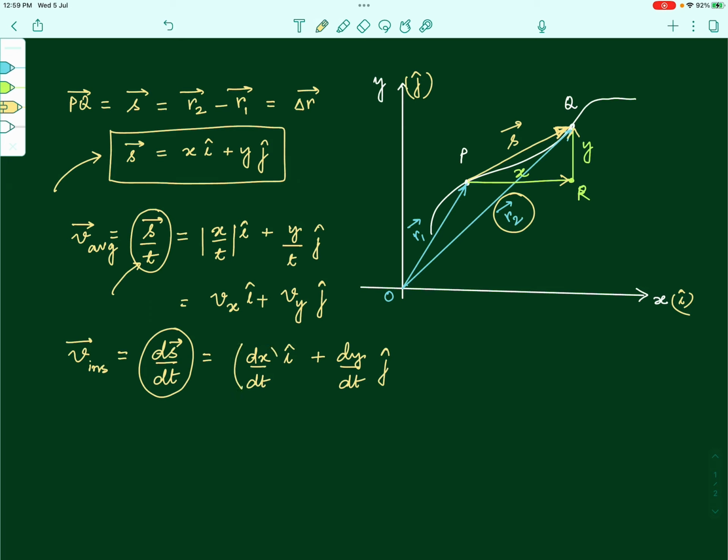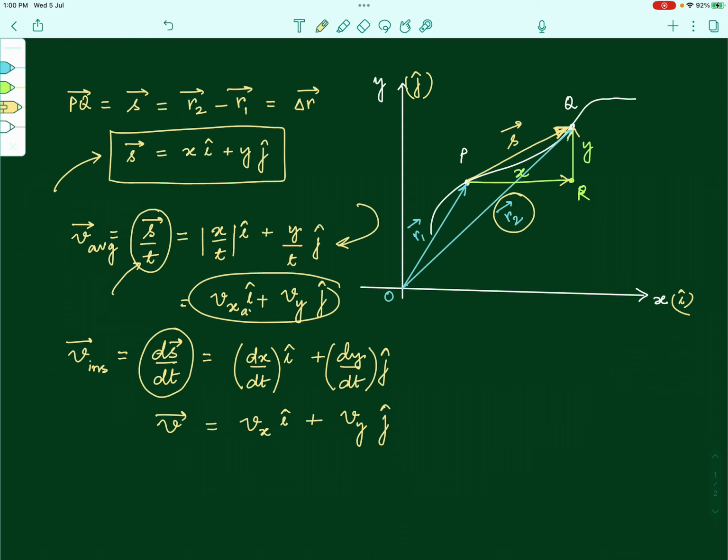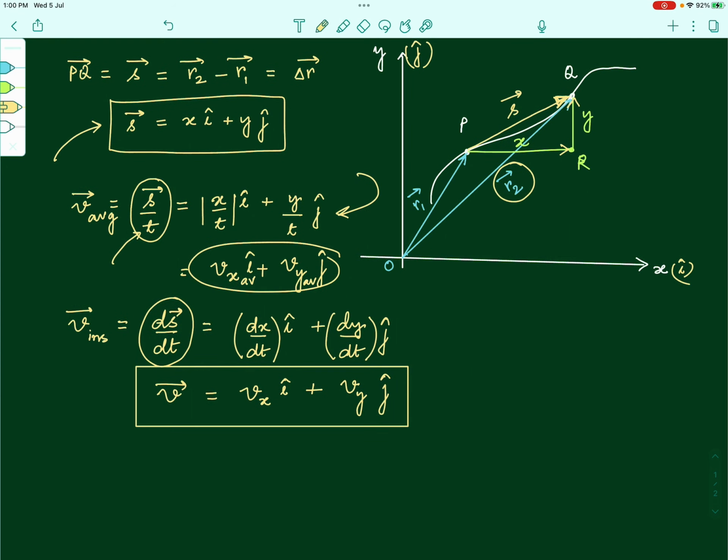And see that this term dx by dt, which is the instantaneous rate of change of the x displacement, gives us the instantaneous velocity along the x-axis, Vx, plus dy by dt will give us Vy, the instantaneous velocity along the y-axis, and this is a more accurate expression in comparison to this one. So the values of Vx and Vy that we got earlier were actually average values. Let us mention that here. So these are slightly different from what we have obtained here. This is a more accurate expression in terms of the instantaneous value of velocity. Okay.